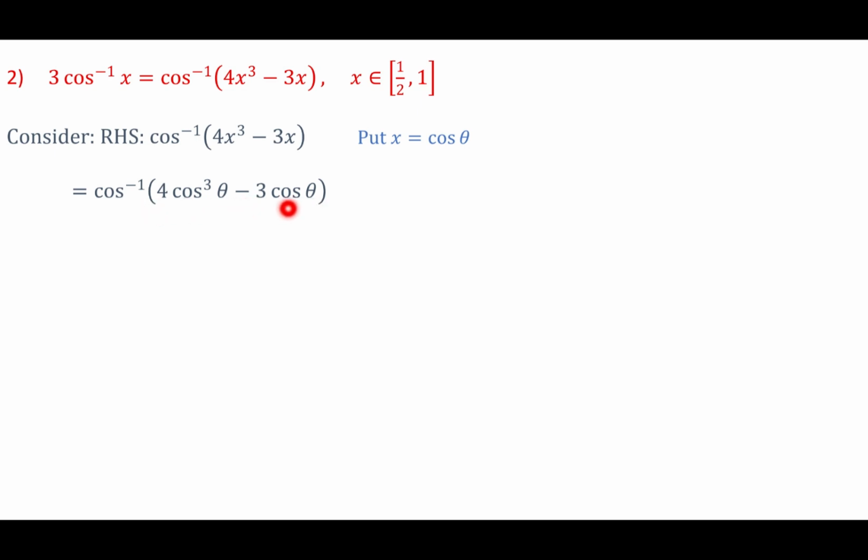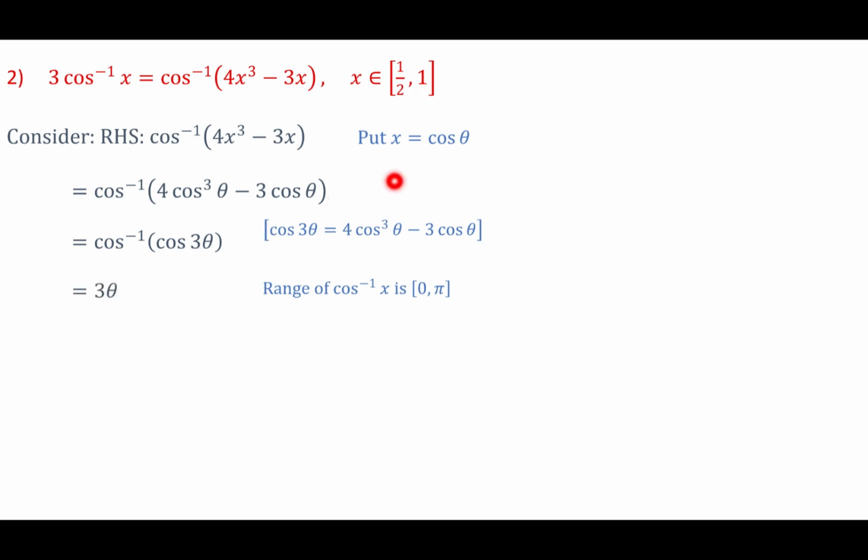From the trigonometric formulas, 4 cos cube theta minus 3 cos theta is nothing but cos 3 theta. So in place of all these, I will write cos 3 theta. It will be like this. Now, I can cross out cos inverse and cos. But this 3 theta must lie in the range of cos inverse. This 3 theta must lie in between 0 to pi. Then only we can cross out this cos inverse and cos. So the remaining part is 3 theta.